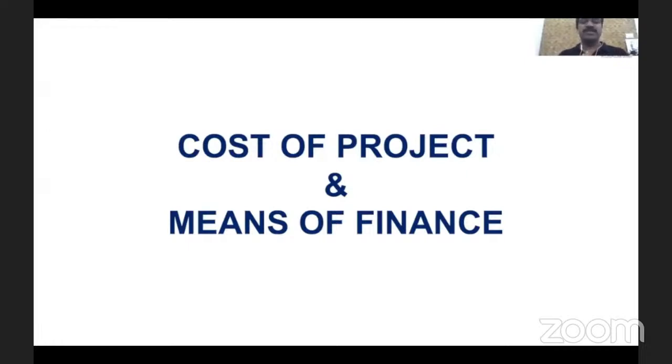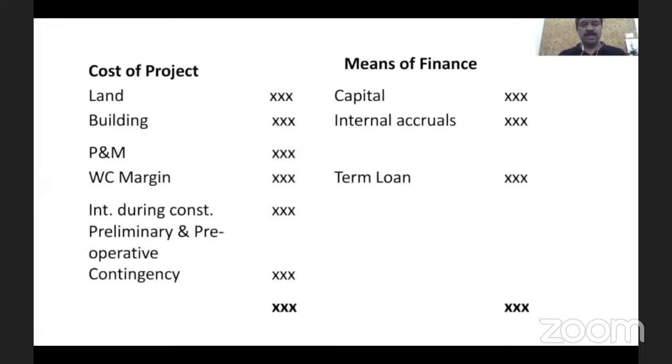The first thing is you have to freeze the cost of the project and means of finance. I'll take you through an example. Look at this. This is a typical format of cost of project and means of finance.